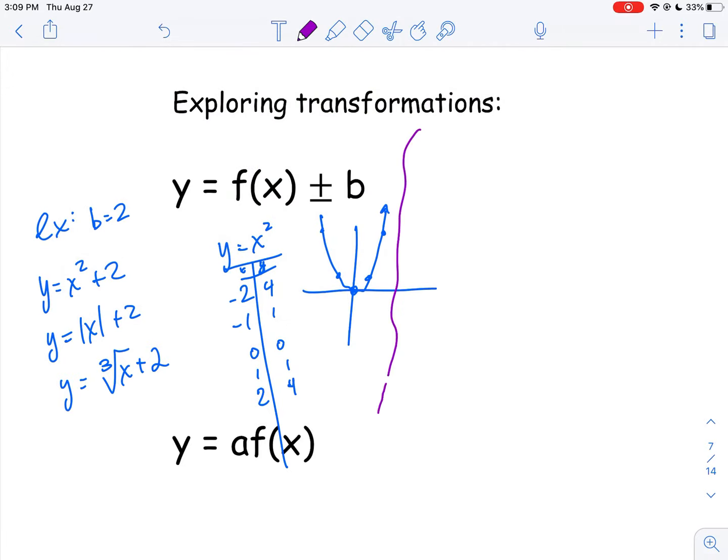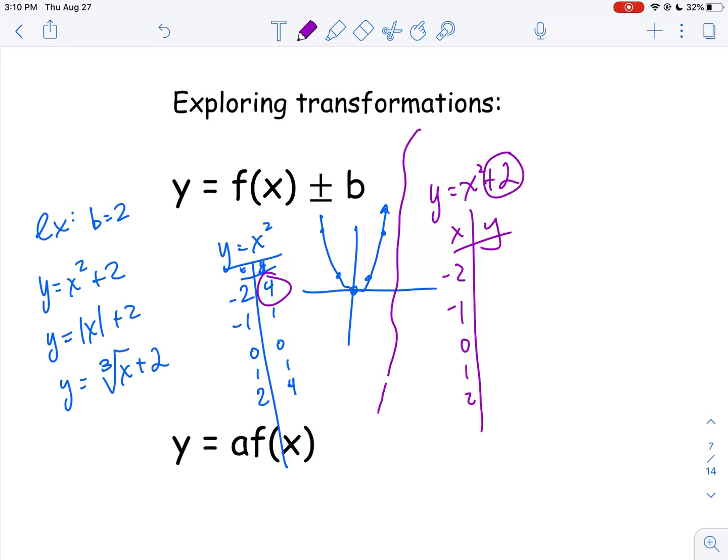But now, what if I think about y equals x squared plus 2? What's going to happen? I think you can see this, can't you? -2, -1, 0, 1, 2. Plug -2 in, I would get 4, but then I need to add 2 to it. So this becomes a 6. Same way here, -1 squared is 1 plus 2 gives me 3. 0 squared plus 2 is 2, 3, 6.